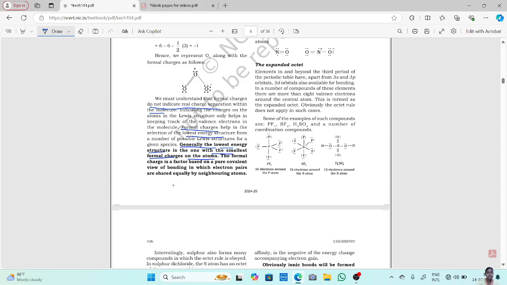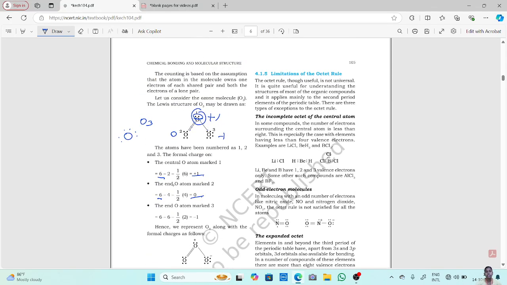The formal charge is a concept based on a pure covalent view of bonding, in which electron pairs are shared equally by neighboring atoms. It is purely based on the covalent view of the bonding, how covalently they are bonded, and the sharing of the electrons between the neighboring atoms.